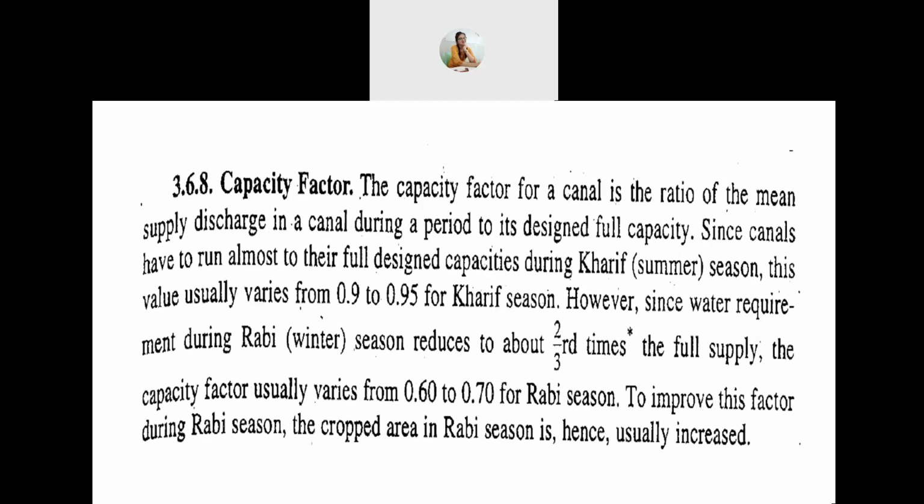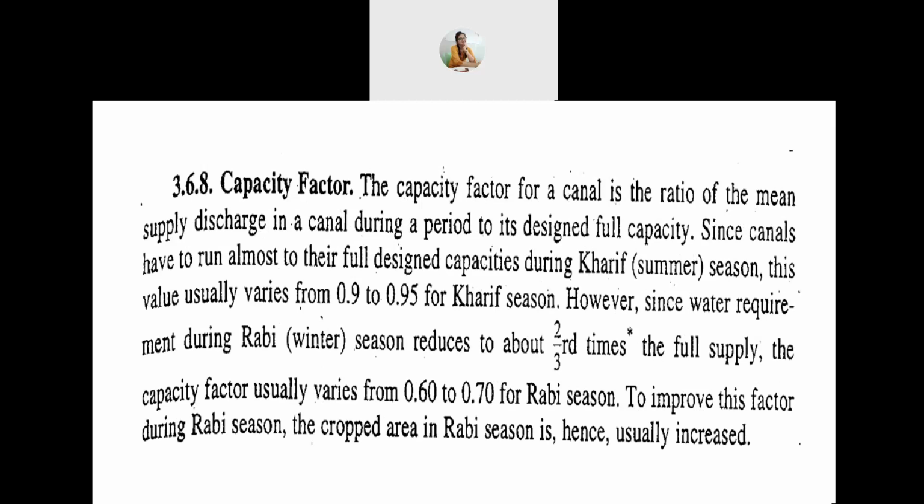Capacity factor. The capacity factor of a canal is the ratio of the mean supply discharge in a canal during a period to its designed full capacity. Since canals have to run almost to their full design capacities during Kharif season, this value usually varies from 0.9 to 0.95 for Kharif season.